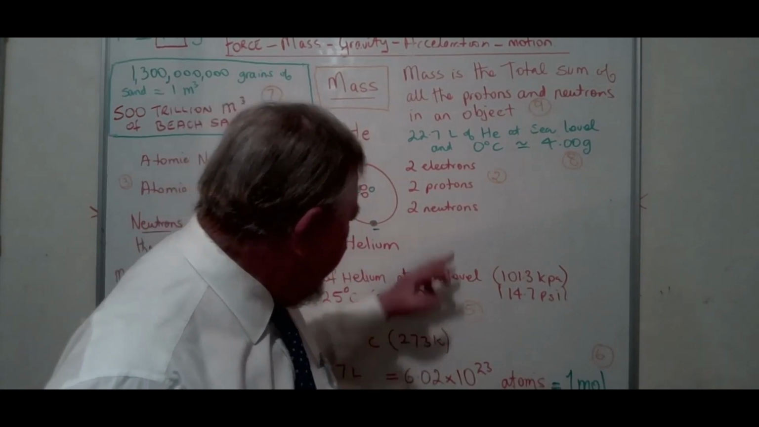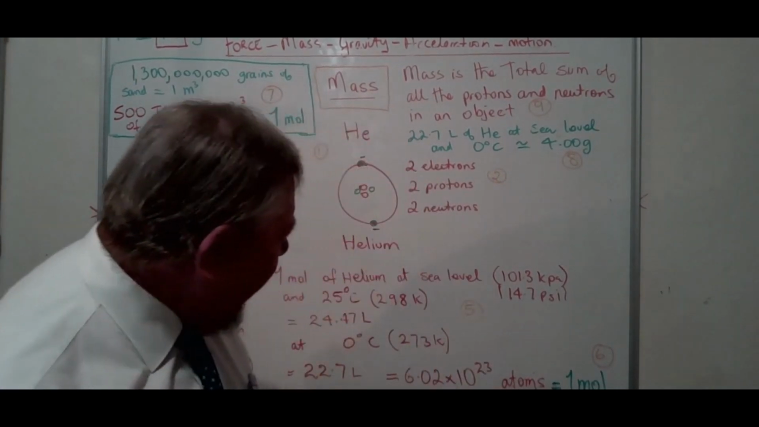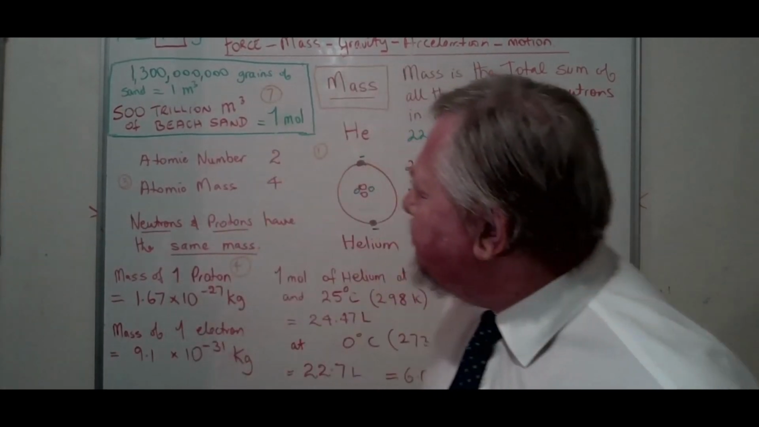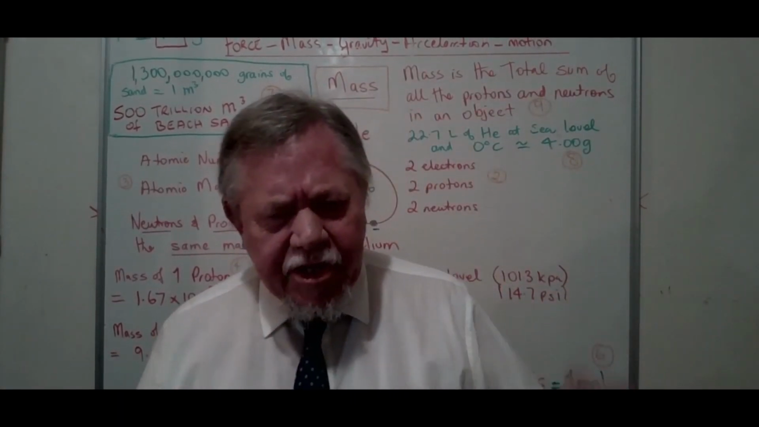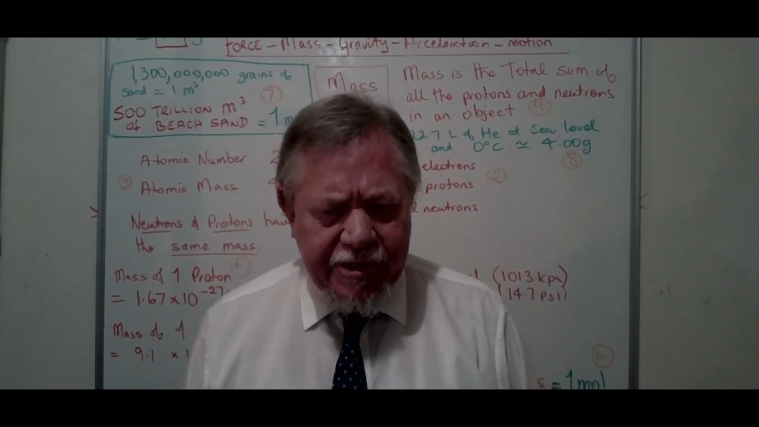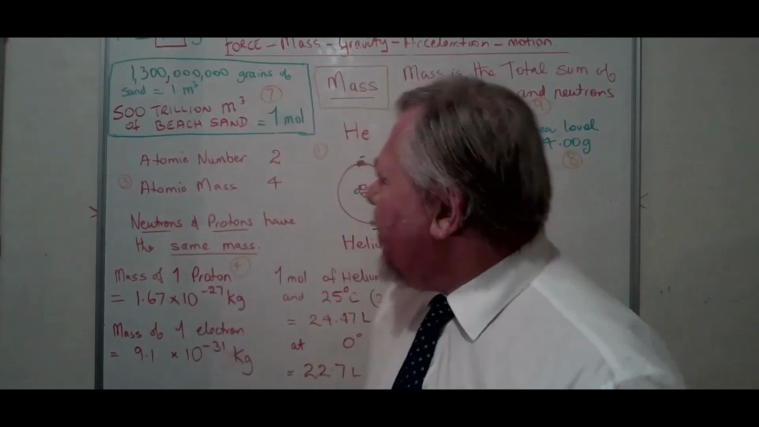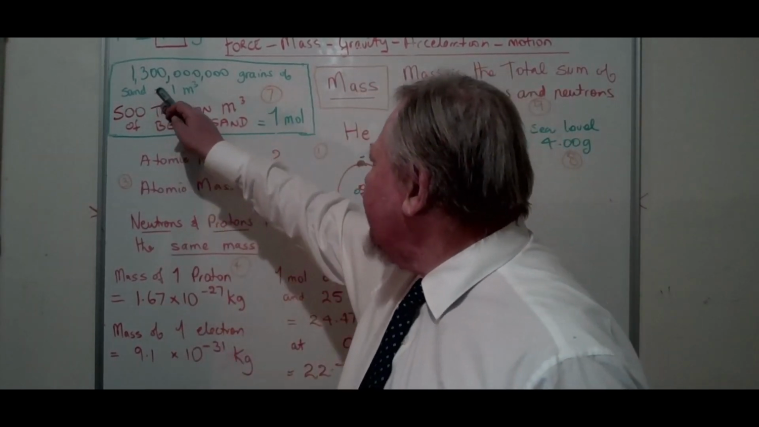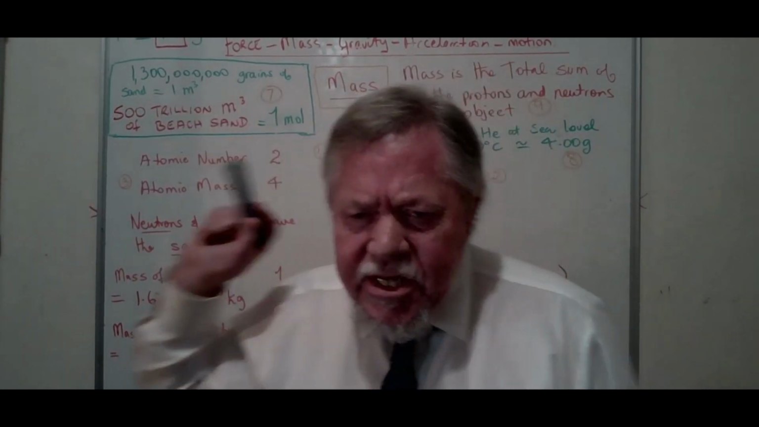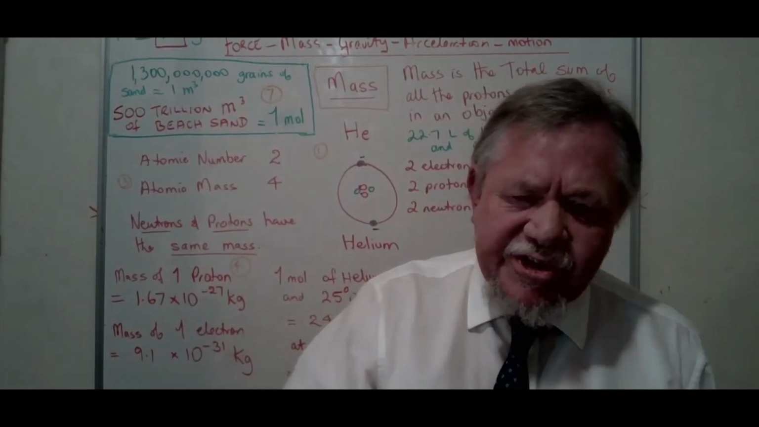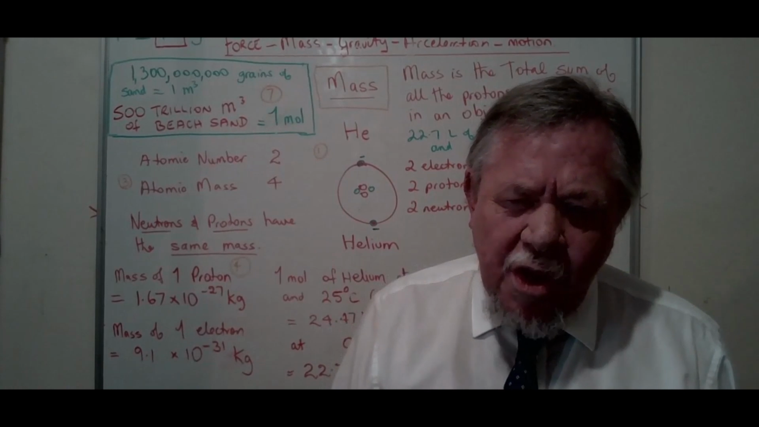So now, let's have a think about how big 6.02 by 10 to the 23 is. Well, I did a bit of work on that, and I thought, how can I explain to you how much that is? Because that is such a big number. Well, there's 1,300 million grains of ordinary beach sand in just 1 cubic meter.